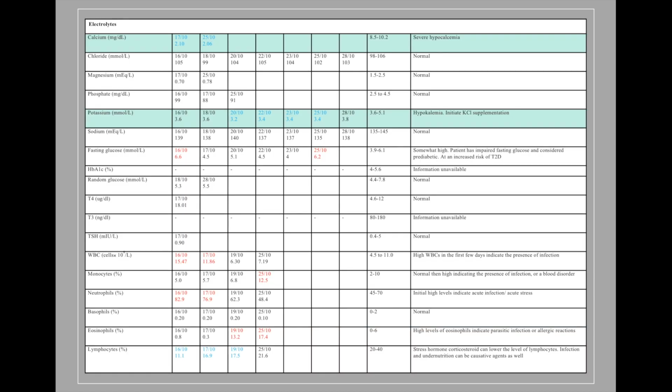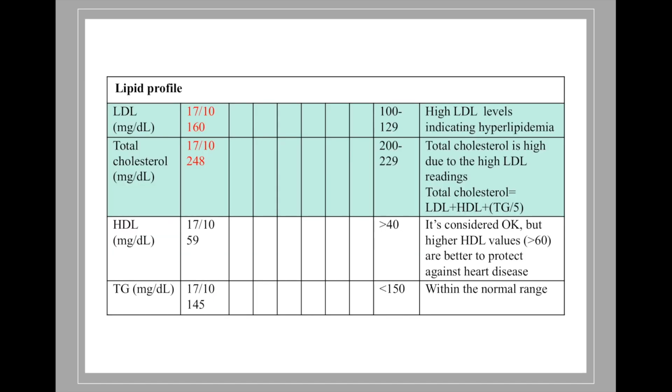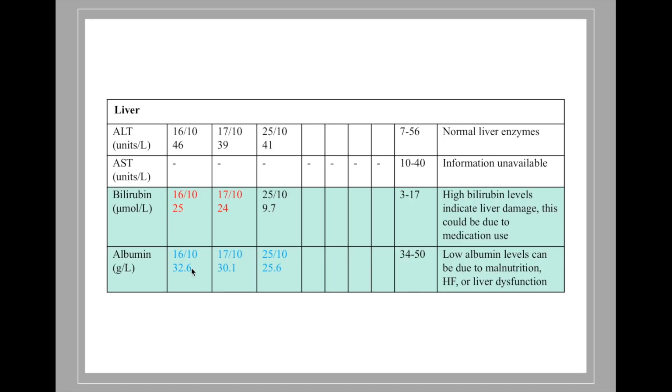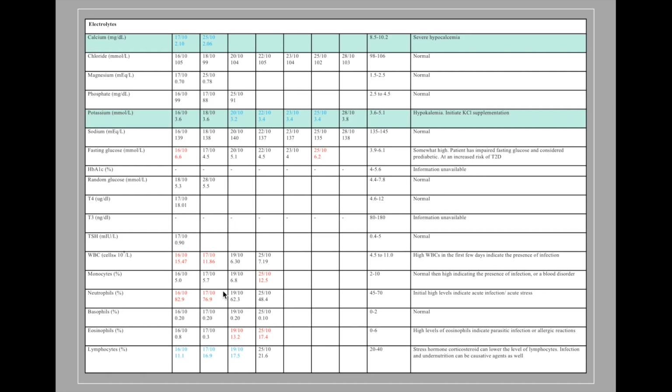Okay, now we come to the electrolytes. We have the calcium. This is the normal range, and these are his serum calcium concentration levels. As you can see, he has severe hypocalcemia. But again, we can't judge, we just need to look at the albumin. He has hypoalbuminemia, which means that we cannot depend on the serum calcium. We need to calculate the corrected calcium.